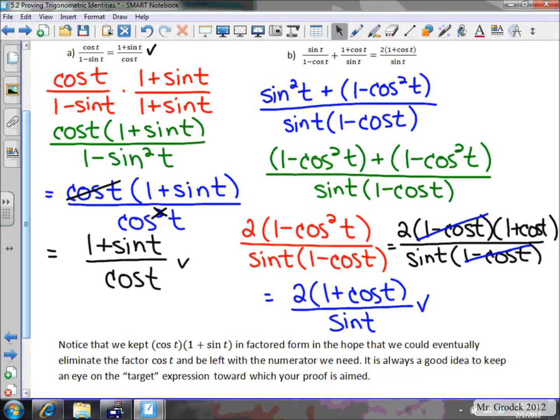Now some of you are probably wondering, well, why would I choose that when I know that 1 minus cosine squared is really sine squared? Well, I don't want to use that method only because I have 1 plus cosine t on top. So I need to keep my cosine in there, in the problem. So that's why I chose to change sine squared t.